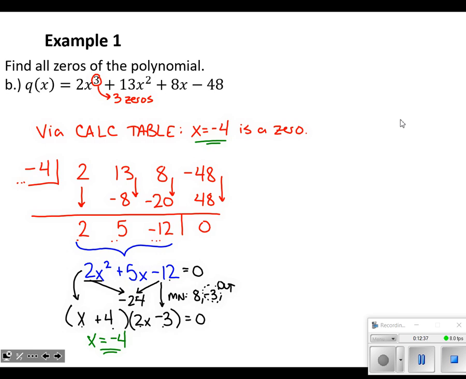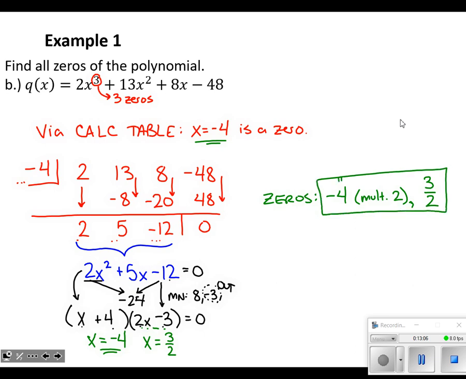And then the other factor, if I were to solve that equal to 0 by itself, I would add the 3 and divide by 2, positive 3 over 2. All right, so the zeros of this polynomial are x equals negative 4. That had a multiplicity 2. It counts twice. And we had a 3 over 2. So that's 1, 2, 3 solutions for that third degree polynomial. Multiplicity is, negative 4 would be called a double root. If I were to look at the graph, there'd be a touch point at negative 4. It would bounce off the x-axis there.